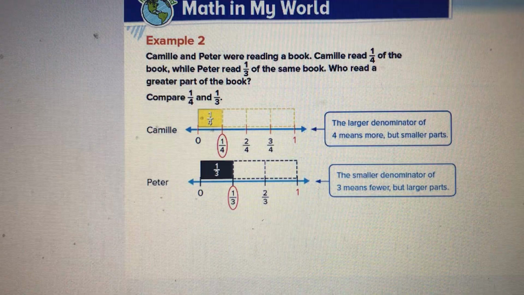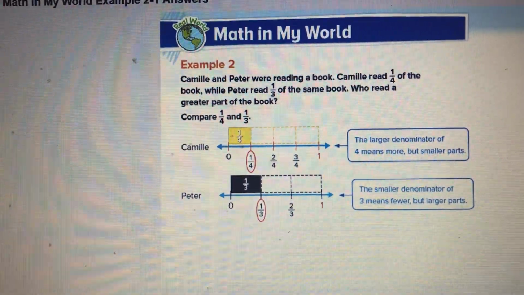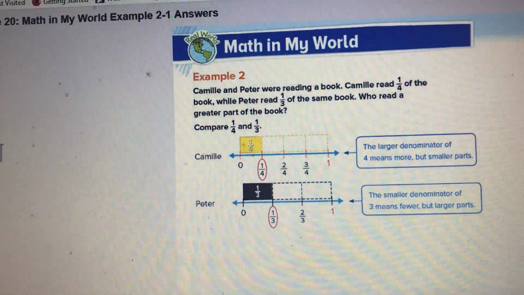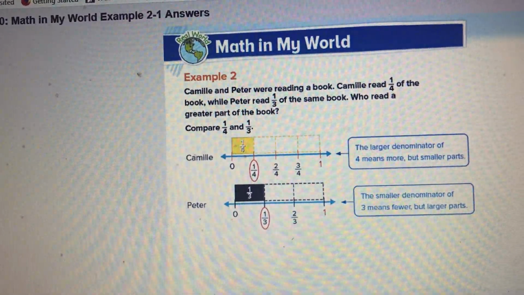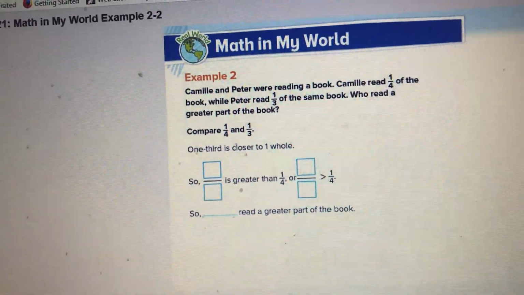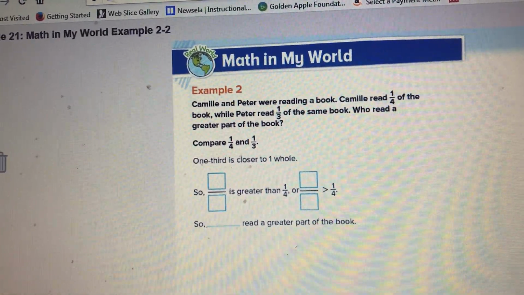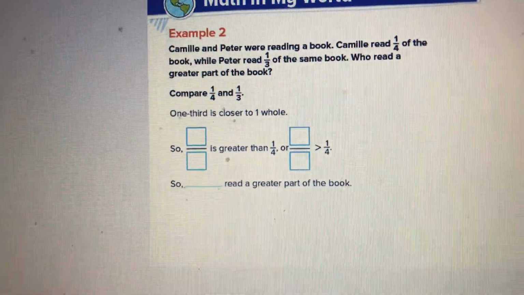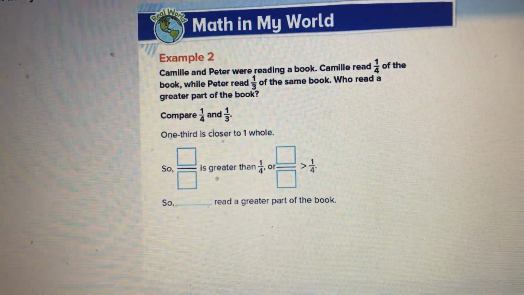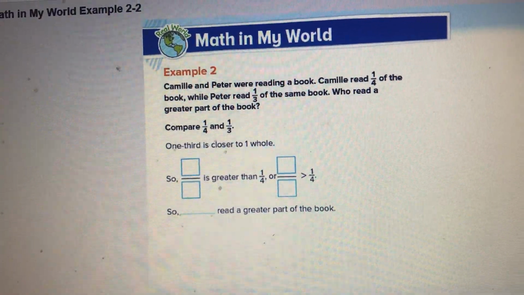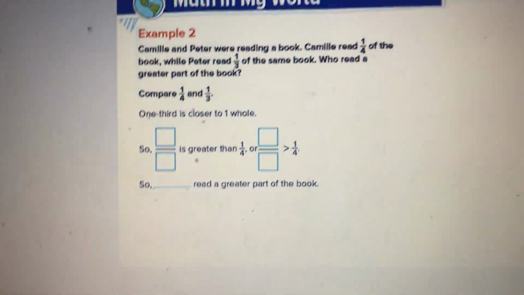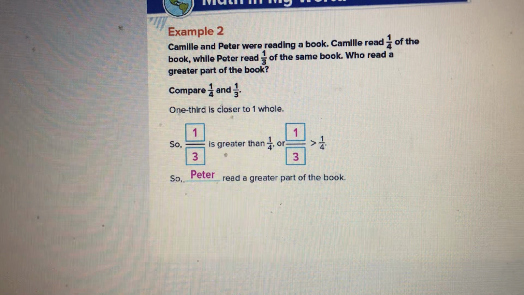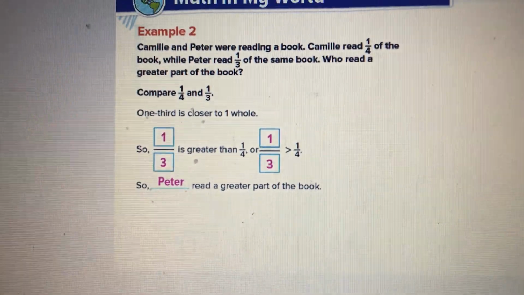Camille and Peter were reading a book. She read 1/4, Peter read 1/3. Who read the greater part? When you look at the parts, it's easy to see that with 1/3, the 3 means fewer, but definitely larger parts. So here's the same question in another example, comparing 1/4 and 1/3. 1/3 is closer to a whole on the number line. So 1/3 is greater than 1/4. So Peter read a greater part of the book. Go ahead and fill in your answers.